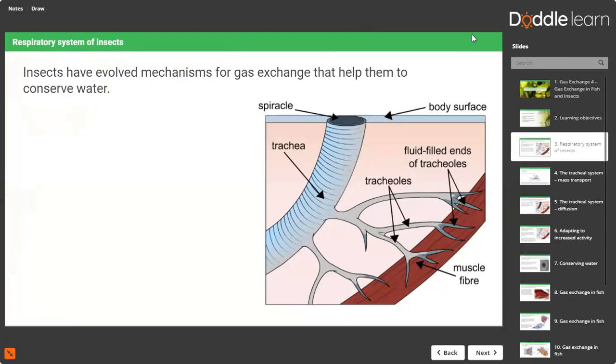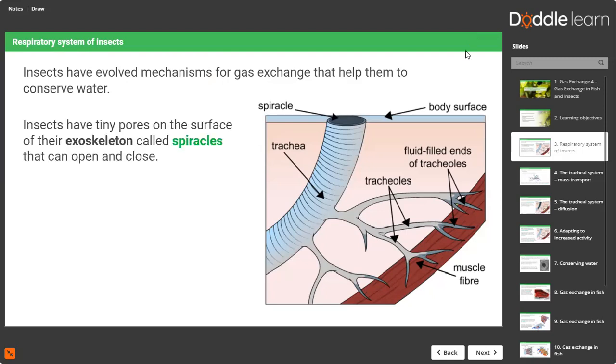Insects, straight away, we look at them and they are a lot smaller than us, so their surface area to volume ratio is very, very different. Insects have evolved mechanisms for gas exchange, and these mechanisms help them to conserve water. Along the outside of the insect's exoskeleton, they have tiny little pores called spiracles. Basically this is like the insect's body surface here. Let's say it's an ant, and on the ant it would have a spiracle. To the naked eye we wouldn't be able to see this, but they have these tiny pores called a spiracle, and they are able to open and close.